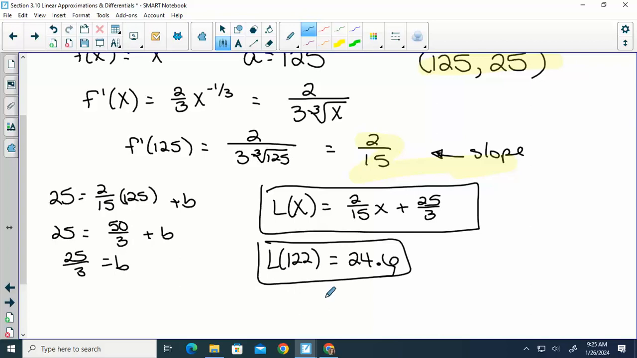Alright, see how close we are. Type in, what is 122 to the 2/3 power? We're close? Yeah, we're off. It was 0.598 and we said 0.6, so pretty close. Alright, last one.